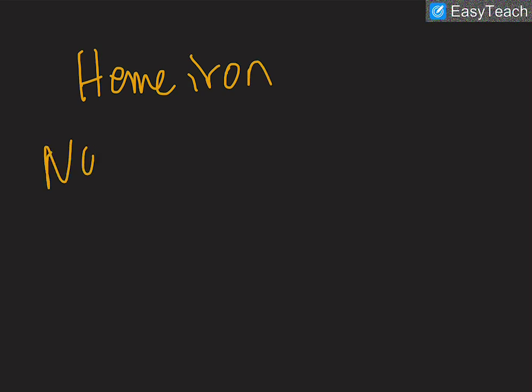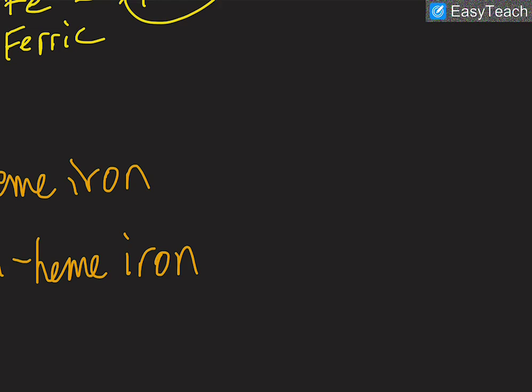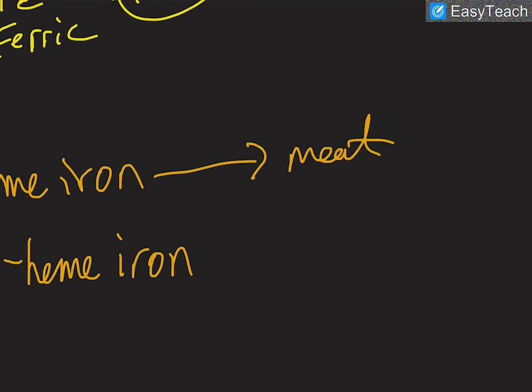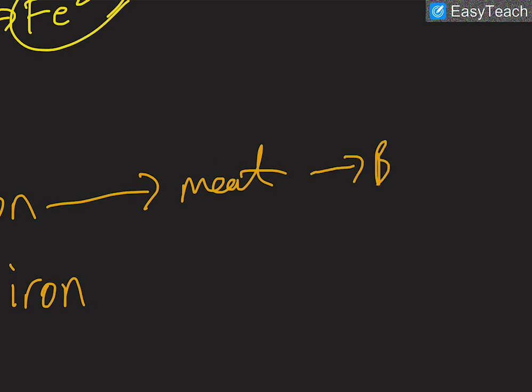So first, it's important to know that there are different types of iron. We have one type called heme iron, and then the other type, which you may have guessed, is called non-heme iron. So what's the difference? Well, heme iron you mostly get from meat, and it's much better absorbed than non-heme iron. This is the form of iron that's best absorbed.